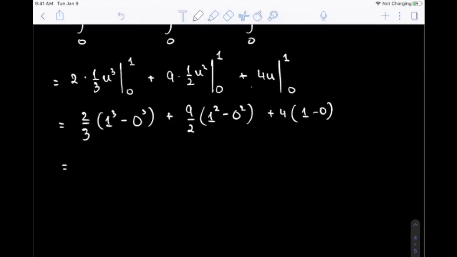So what do you get? You get 2/3 plus 9/2 plus 4. You can leave it like this, or if you want to spend extra time to evaluate this number, please feel free to do so. 55 over 6.